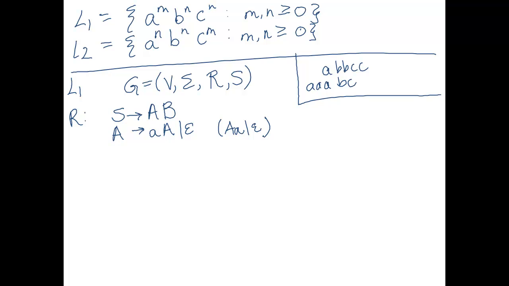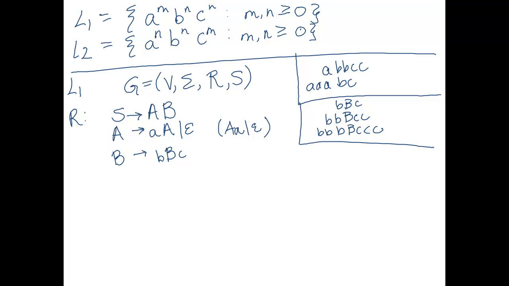Now the rule for B, we've actually seen rules that do this before in the language b to the n, c to the n. So we're going to use the same idea. We want to create a b for every c, and we want to think about them as creating from the middle. So if we have b B c, then we could apply the rule again, and we could apply the rule again, etc.